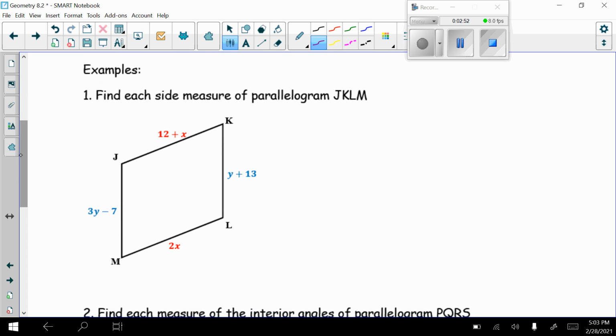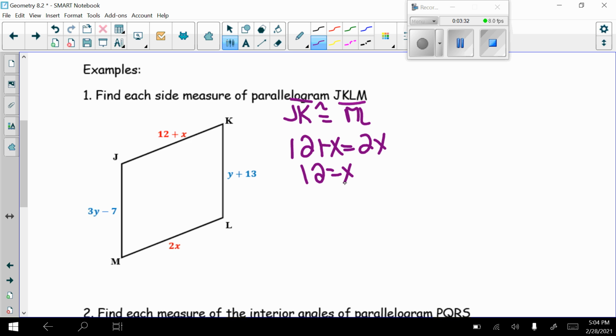So the very first one says find each side measure of parallelogram JKLM. So we know that it's a parallelogram, so we know that opposite sides are parallel, which means opposite sides are congruent, and opposite angles are congruent, and consecutive angles are supplementary. So we look at this picture and they give us the side lengths. So we know that JK is congruent to ML, therefore they are equal. So 12 plus X is equal to 2X. We want to solve this for X. So subtract X from both sides. So then I get 12 equals X.